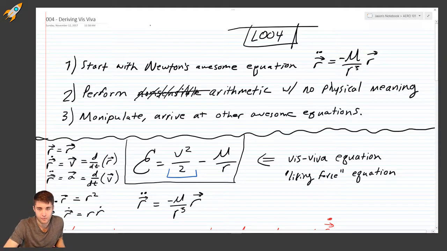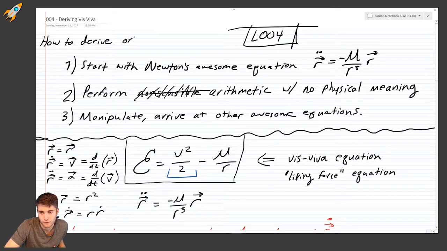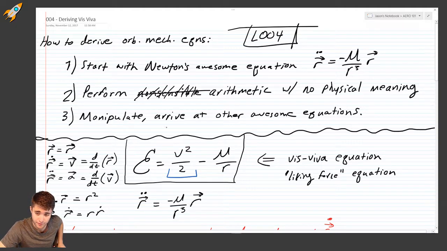So here is how we approach orbital mechanics. Here are the steps for how to derive orbital mechanic equations. You start with Newton's law of gravitation. The acceleration is equal to negative mu over r cubed multiplied by the position vector. We perform some step of arithmetic that has absolutely no physical meaning and seems completely nonsensical. And then the third step is that we manipulate that equation and we arrive at some other awesome equation.